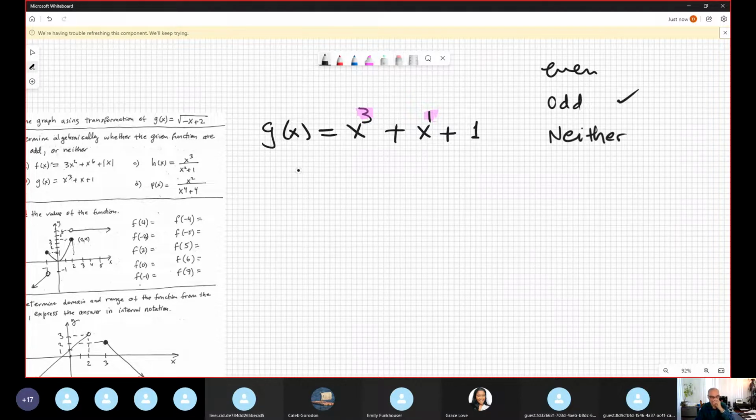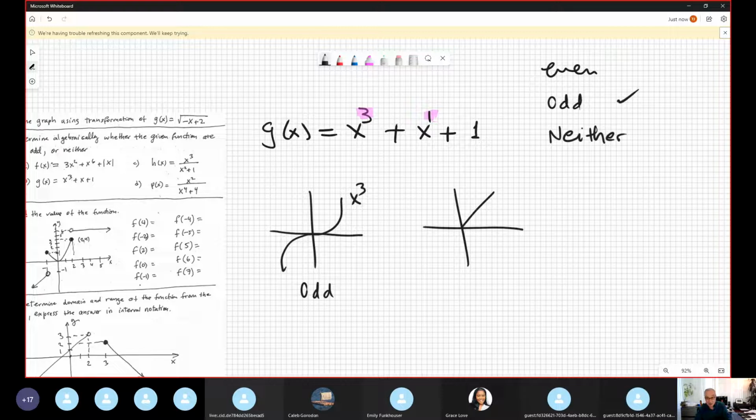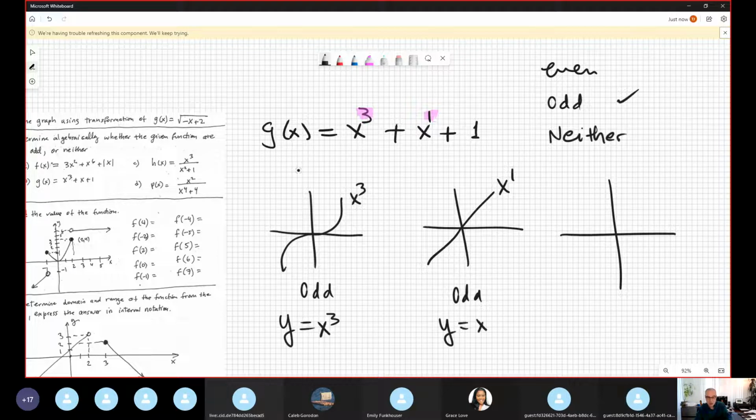Let me explain geometrically and algebraically. Look, a cubic function looks like that. It's obvious that this alone is odd. A linear function is a line, x to the 1 power. It's also odd. However, 1 is a horizontal line. So the function y equals x cubed, the function y equals x, and the function y equals 1, a horizontal line. And is this odd or even? This alone.